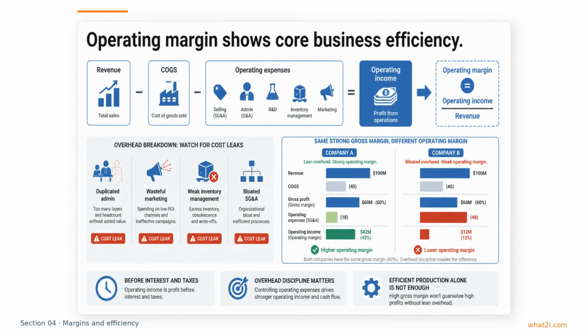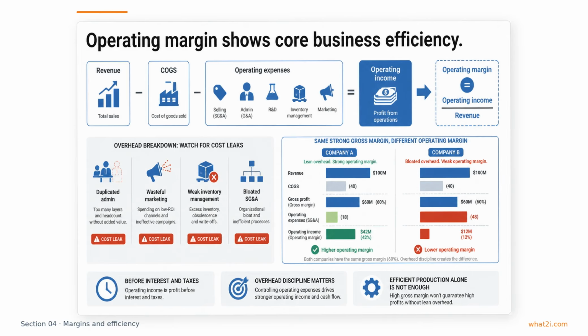Operating margin expands the picture from making the product to running the business. It includes cost of goods sold and also operating expenses such as selling, administration, and often research and development. The formula is operating income divided by revenue, or equivalently, revenue minus COGS minus operating expenses divided by revenue. This margin captures core business efficiency before interest and taxes.